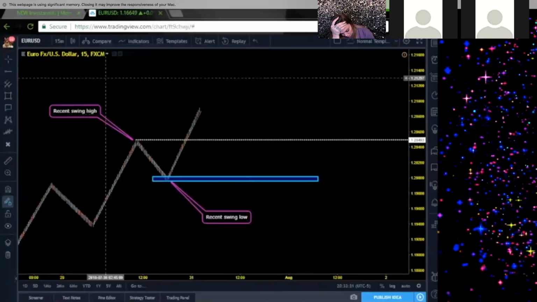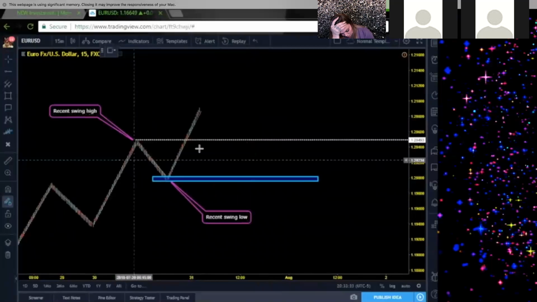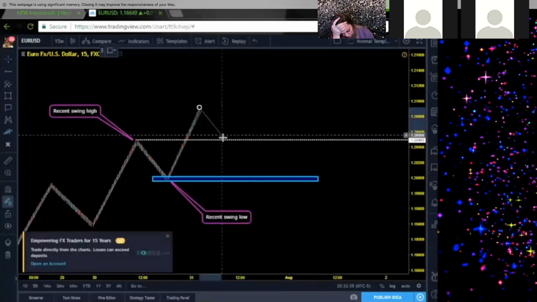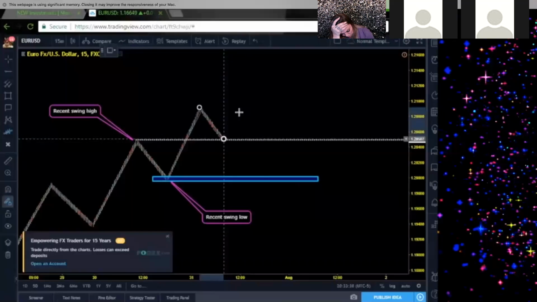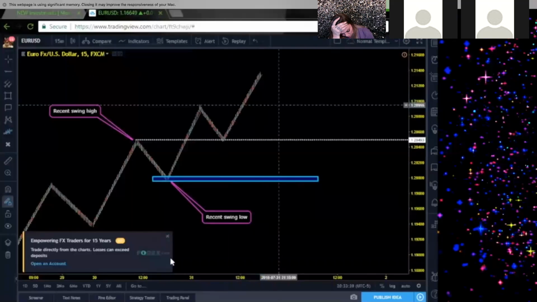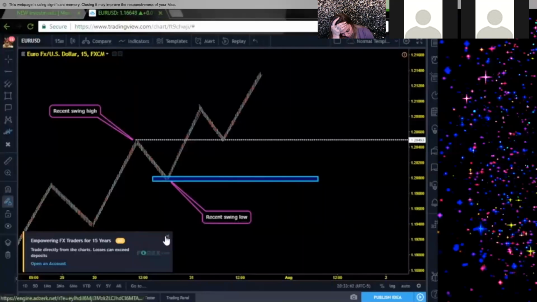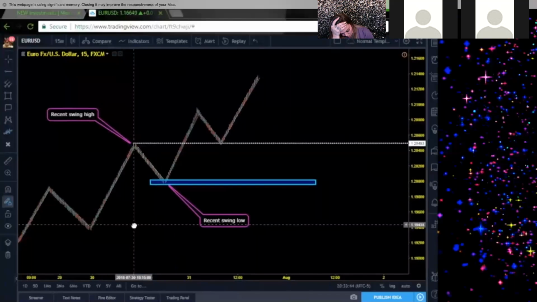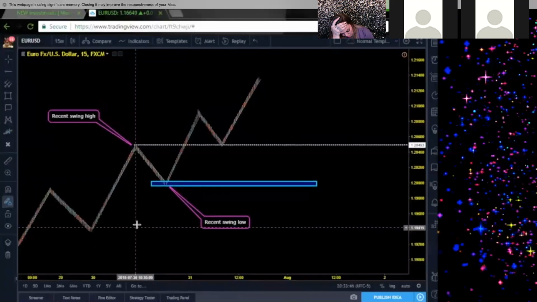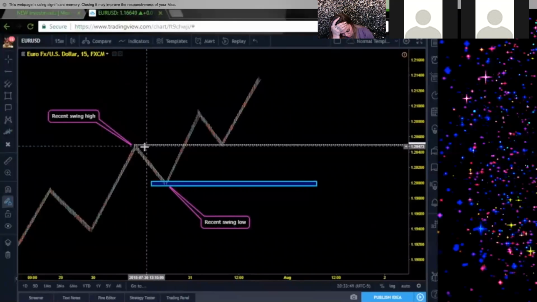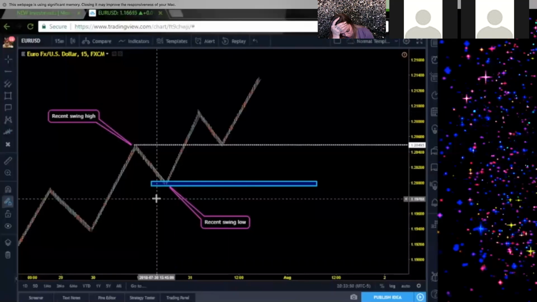Here's why, guys. What price loves to do is come back and retest the recent swing high and then keep going. That's what it loves to do. It'll do that probably more than half the time, probably like 60, 70% of the time. It's going to come back to the recent swing high. It's going to find support. It's going to continue on.